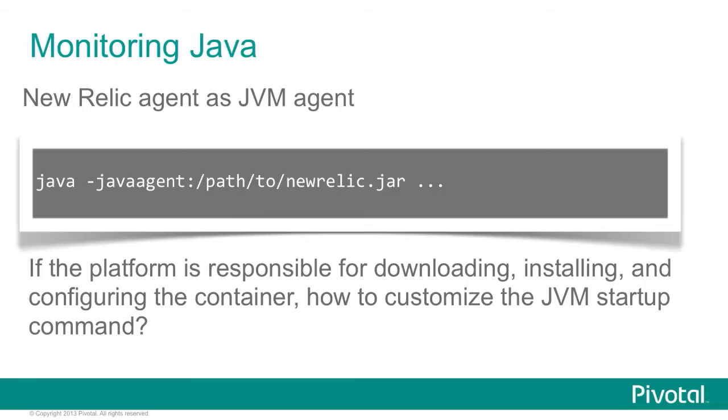So the way that you install New Relic into a Java application is with this java-agent command line. And that brings up the question. Remember on the slide earlier we talked about the platform puts that complete stack in place and figures out how to run your application. But if the platform is doing that, how do you then inject this New Relic monitoring into your application when it starts up?